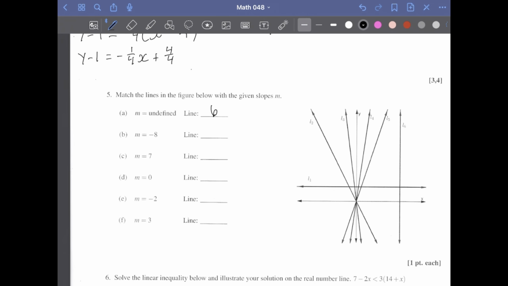So negative 8, a negative slope goes downward to the right. So you see this negative number, so a negative slope goes downward to the right. So I know that's 2, because that's the only one that goes downward to the right.